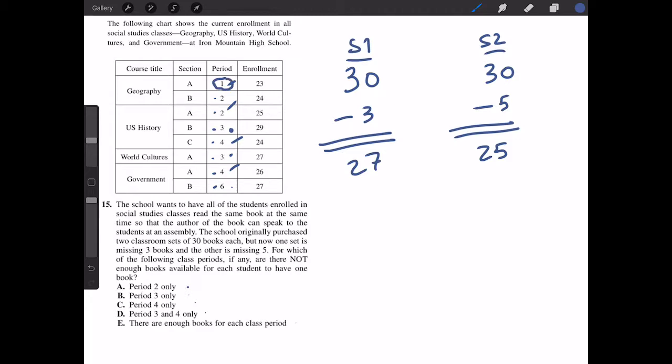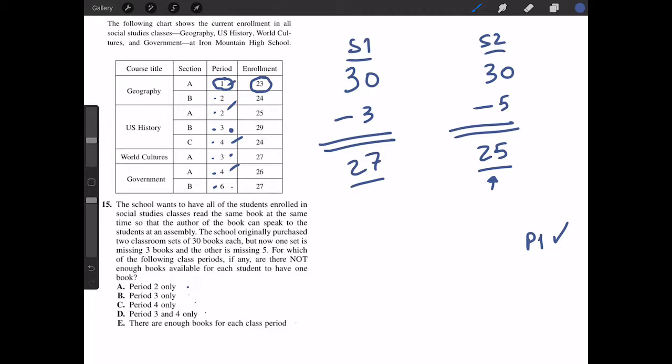So let's analyze period 1. Period 1 has only one section, one class, geography, section A, with 23 students. So there's certainly, if we have 2 sets, one with 25, one with 27, clearly, even if they go into the classroom with the least number of books, the set 2 here, 23 students, you have enough. So period 1 is not a problem. So period 1, we're good to go.